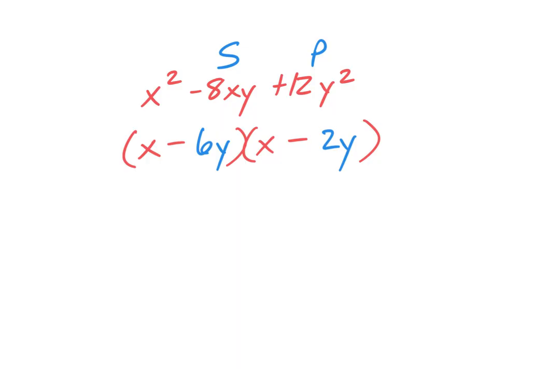To get the middle term, if you wonder where the middle term comes from, x times negative 2y would be negative 2xy. This would be negative 6xy. So negative 6 and negative 2 would be negative 8. So if you were to FOIL it back, if it doesn't look right or if it doesn't make sense, always FOIL it back out. Okay?